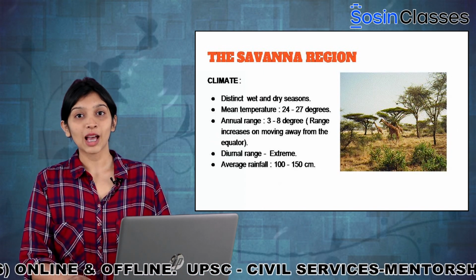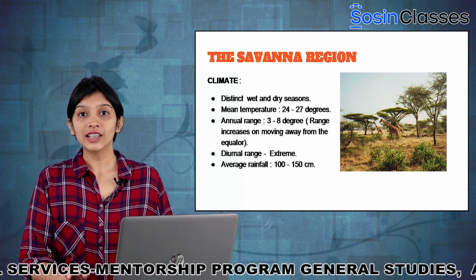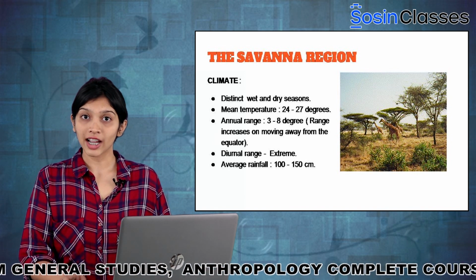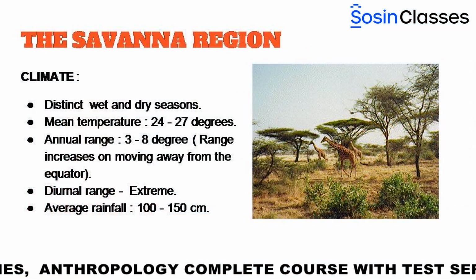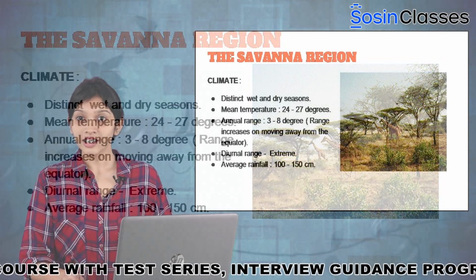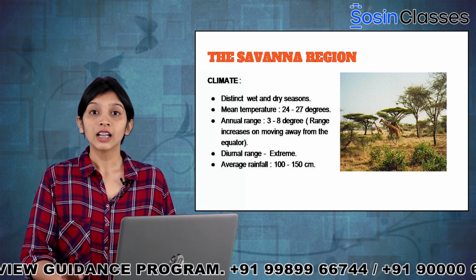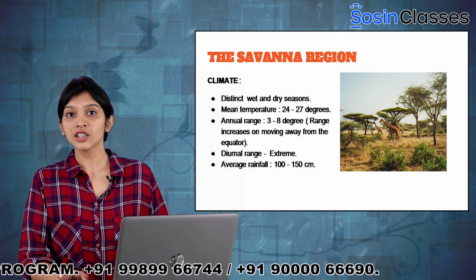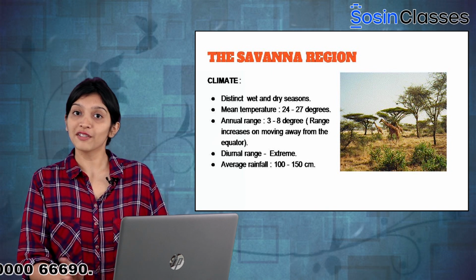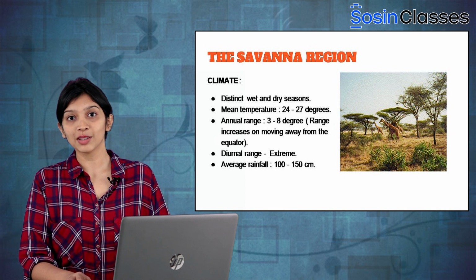Let us now look at the climatic conditions. Unlike the equatorial climatic region, where there is one single season throughout the year, the Savanna region has distinct dry and wet seasons. The mean temperature runs between 24 to 27 degrees. The diurnal range, that is the daily range of the temperature, is extremely high. The annual range is between 3 to 8 degrees. This range increases as one moves away from the equator. The average rainfall lies between 100 to 150 centimeters.